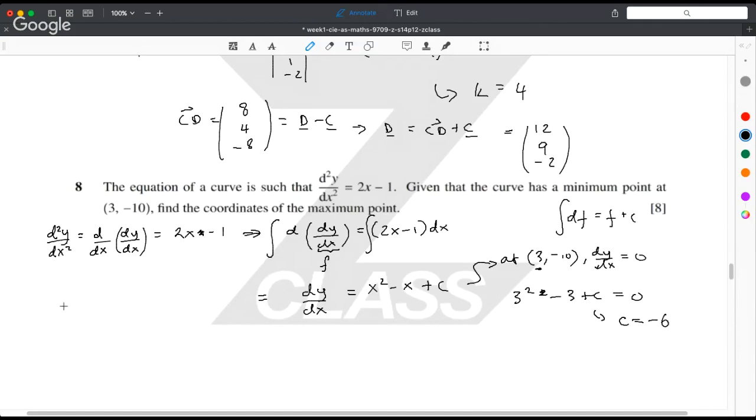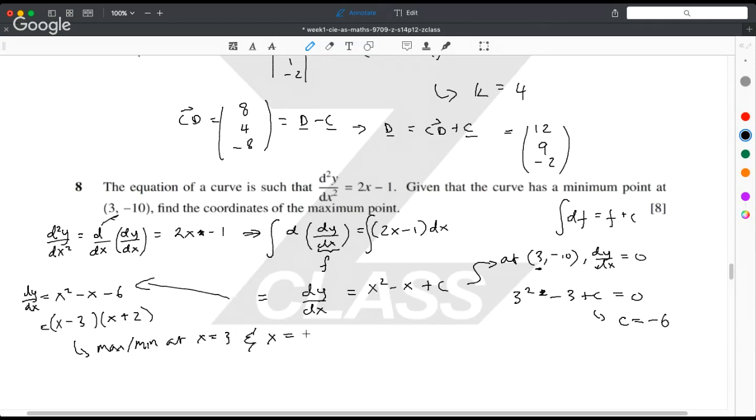So this all means that dy/dx is equal to x squared minus x minus 6, which we can factorize. And we get (x minus 3)(x plus 2). So that means that we have max/mins at x equal to 3, as expected. That was the one that we were given. And x is equal to minus 2. So this is the one that must be the maximum point, because that 3 was the minimum point.